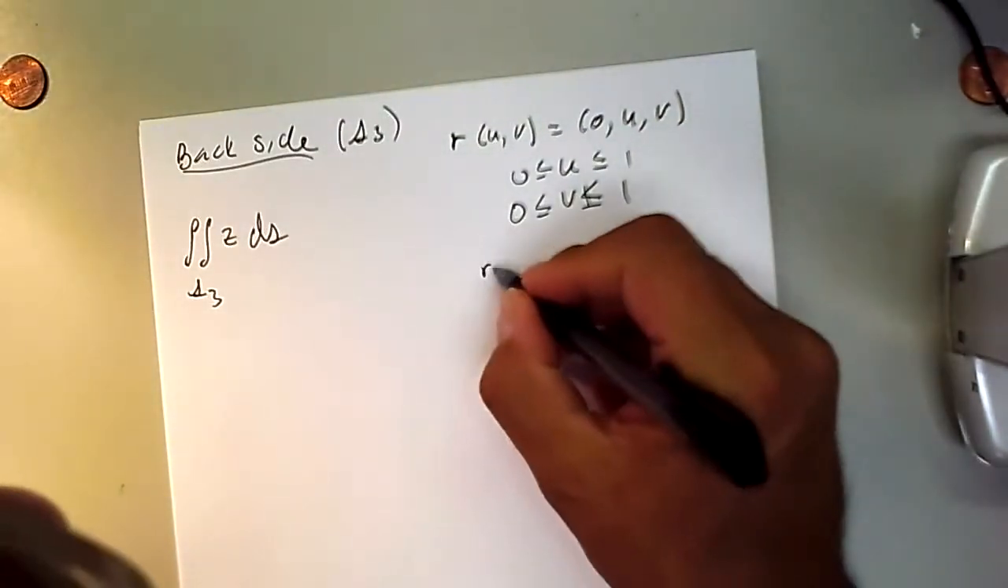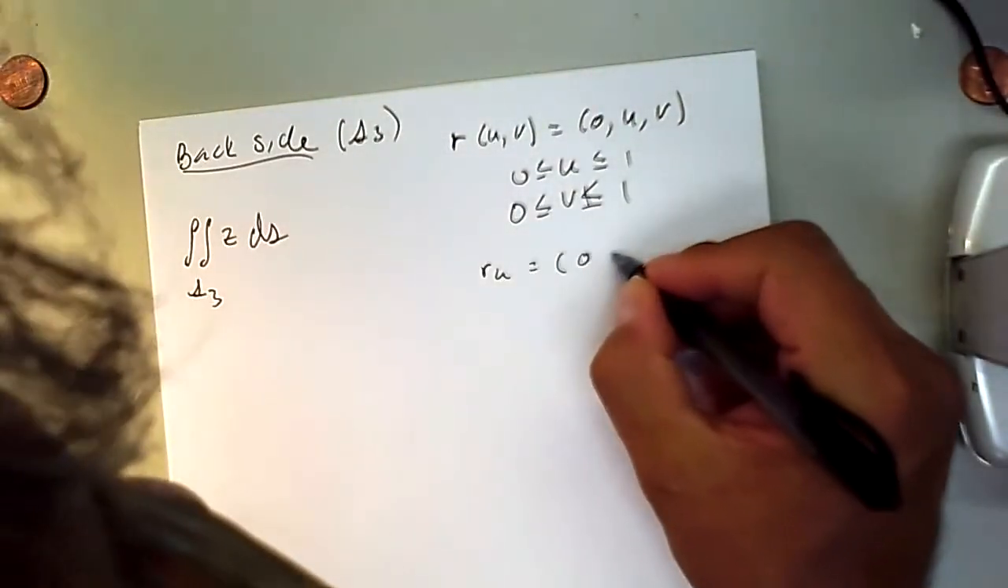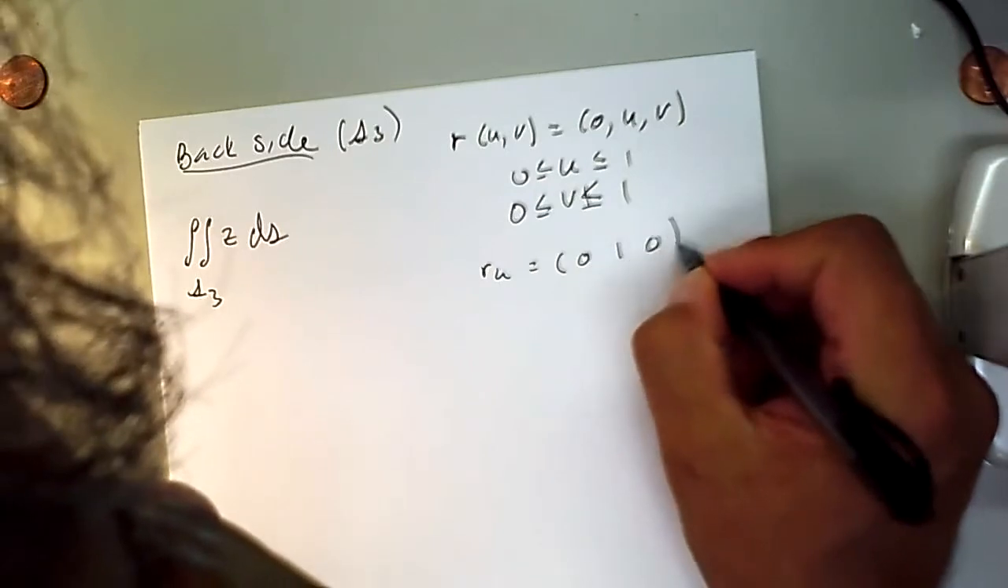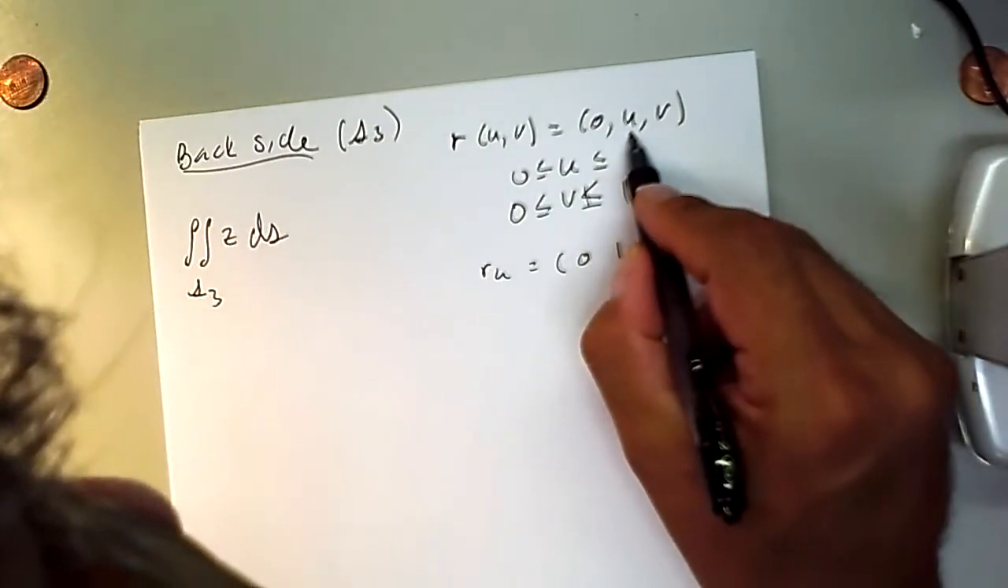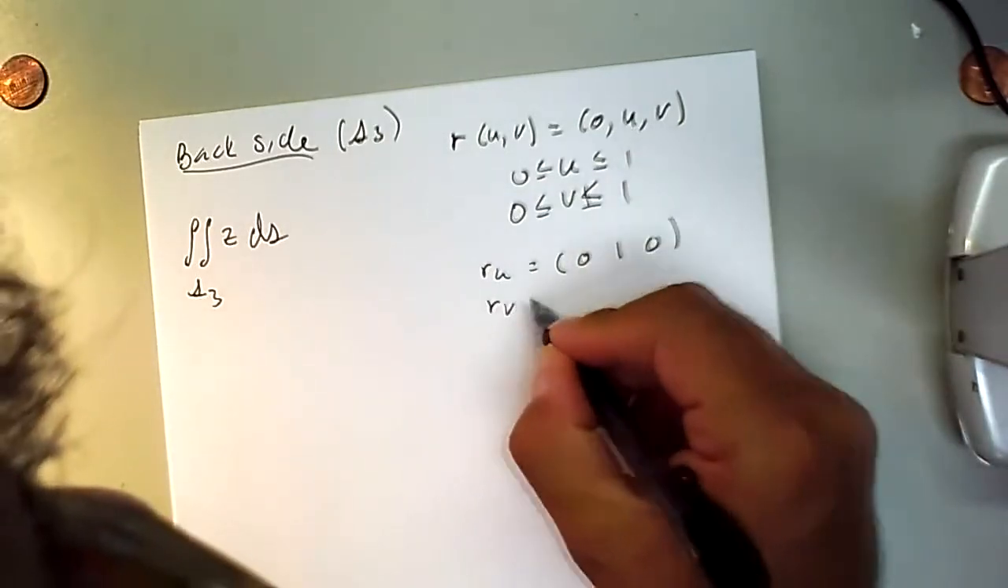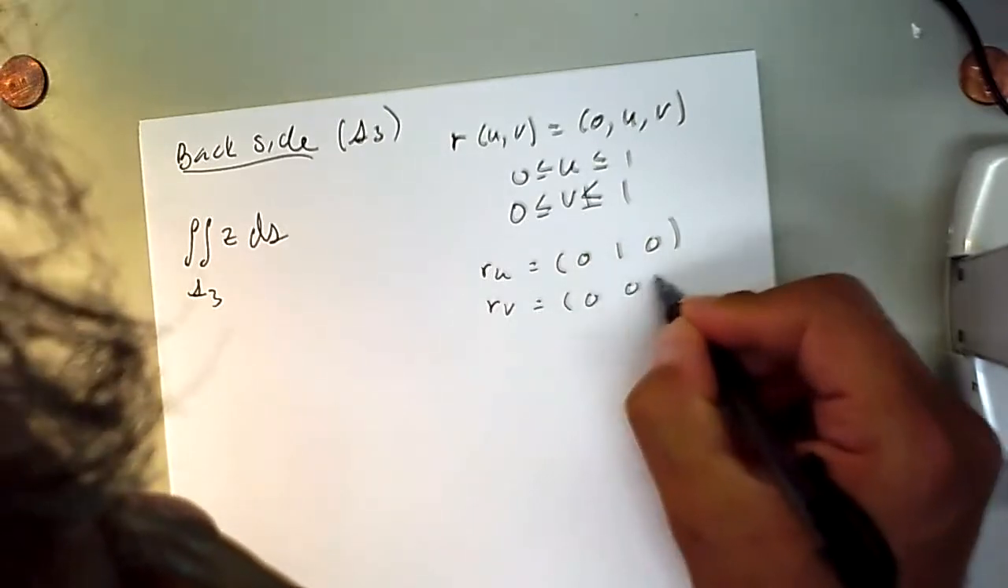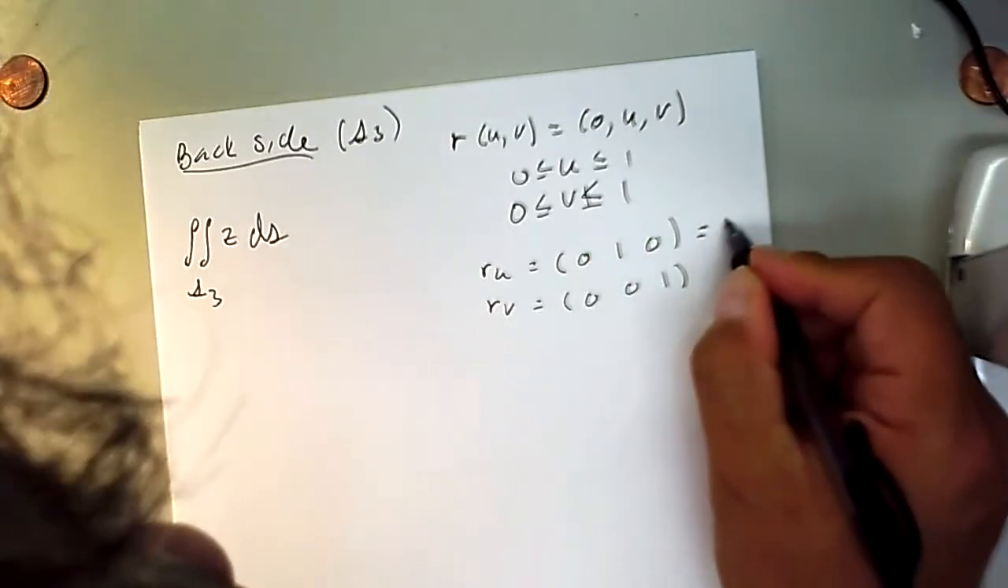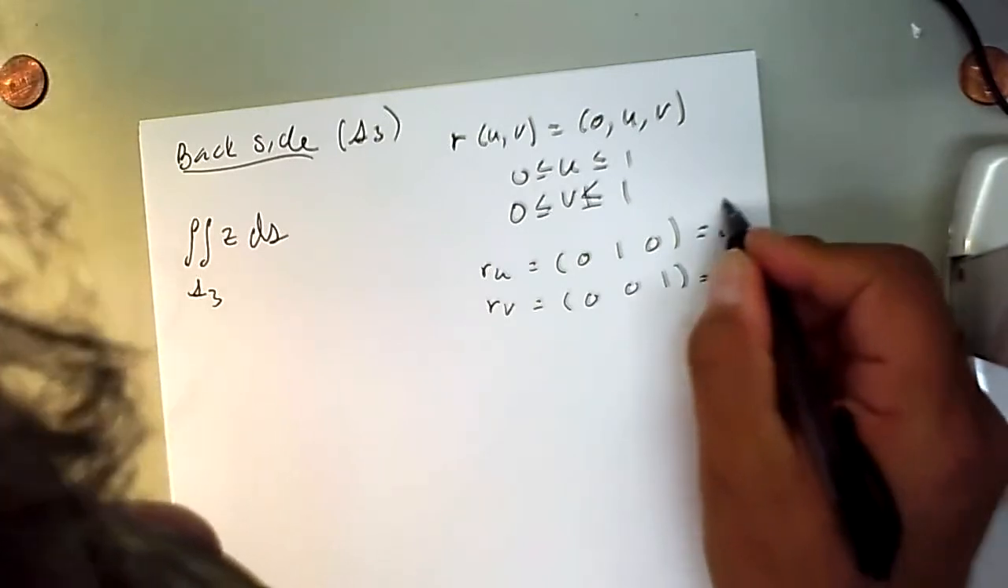Okay. R sub u would be, as you would know, (0, 1, 0), because that's the only one where there's a u. R sub v would be likewise (0, 0, 1). By the way, this is j, this is k, the vectors j and k.